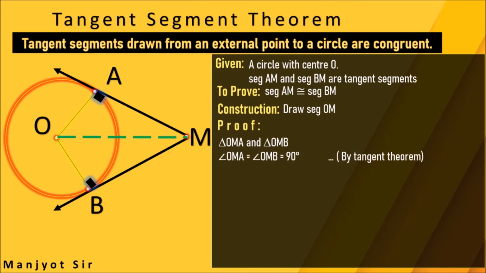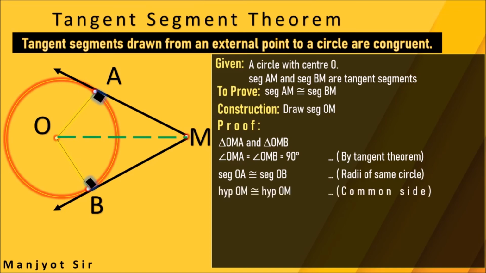Now let's focus on some other information. Students, observe OA and OB. They are radii of the same circle. So we can say segment OA is congruent to segment OB. The reason will be radii of the same circle. Next, students, observe the hypotenuse. For triangle OAM we have hypotenuse OM, and for triangle OBM we again have hypotenuse OM. That means we can conclude hypotenuse OM is congruent to hypotenuse OM. The reason will be common side. Now we can say these two triangles are congruent by the hypotenuse test of congruency.